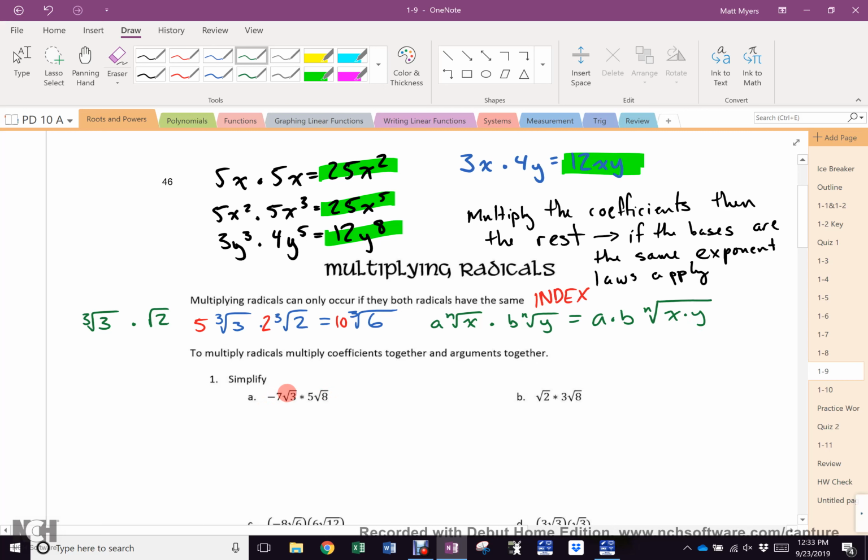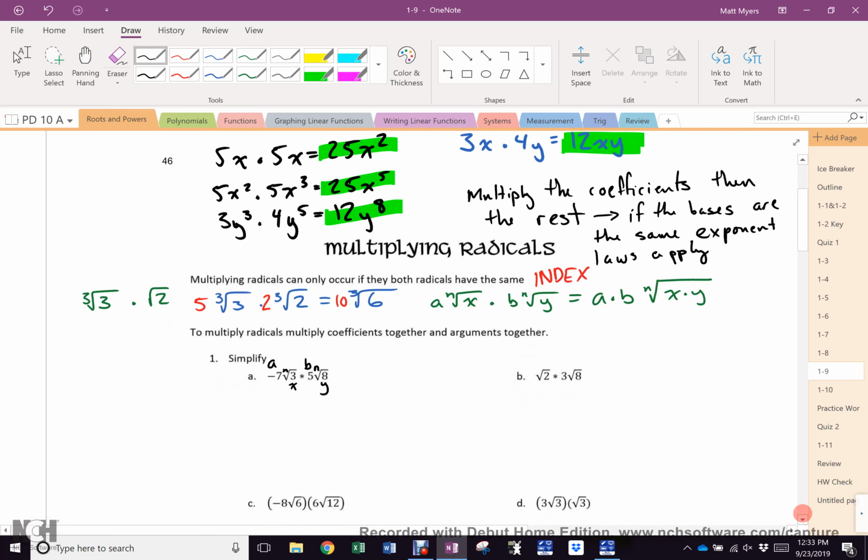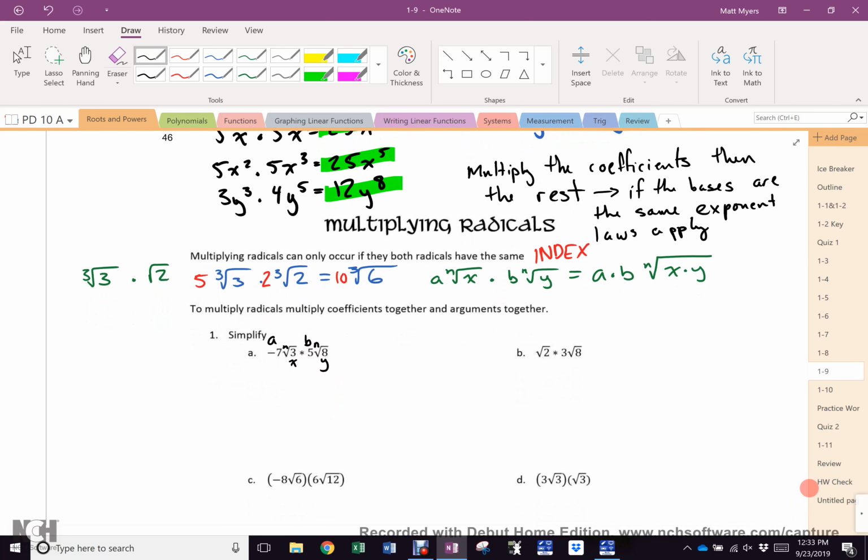This first one, I am going to take these letters and I'm going to write them here. There is A, there is N, there is B, there is N, there is X, there is Y. And now all we do is this. What is A? -7. Times B. What is B? 5.